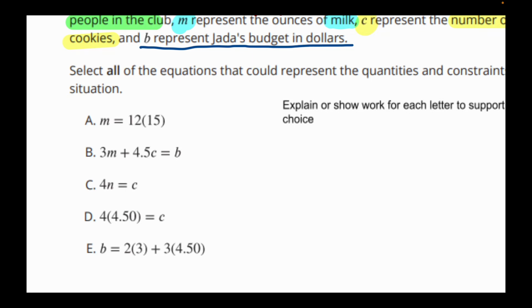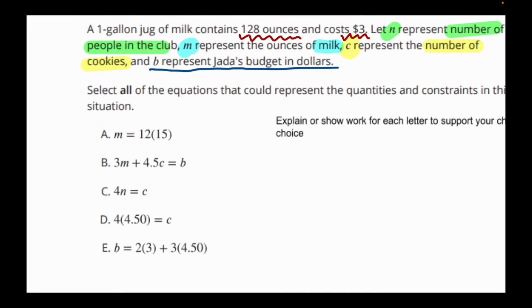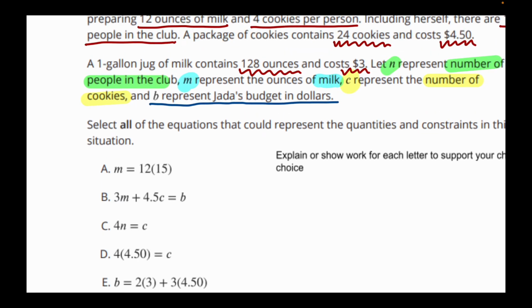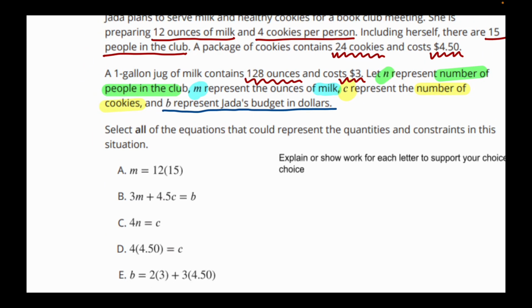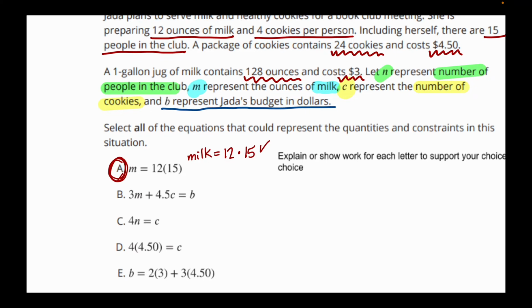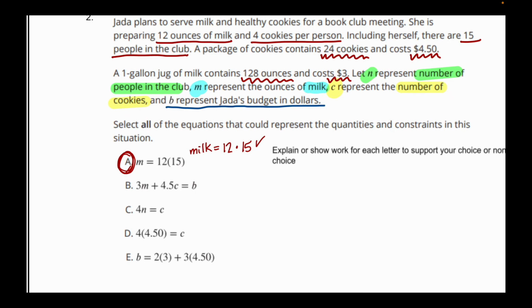So this first one potentially says the ounces of milk is 12 times 15. So am I going to have milk equals 12 ounces per person times 15 people? Yes, this would be one of our quantities or constraints, the quantity that we would want.